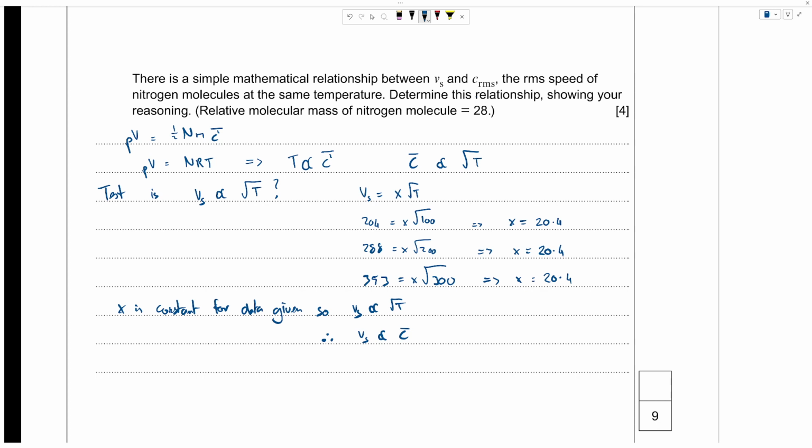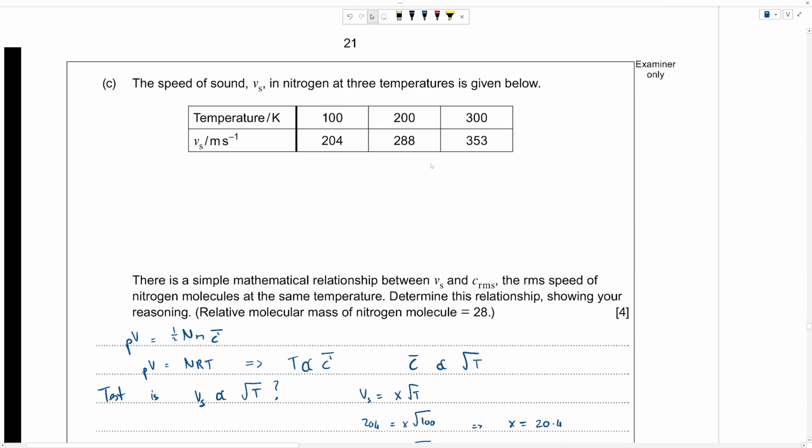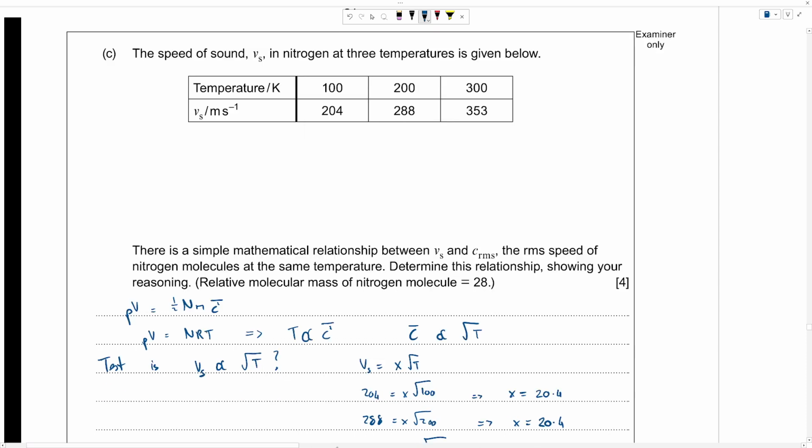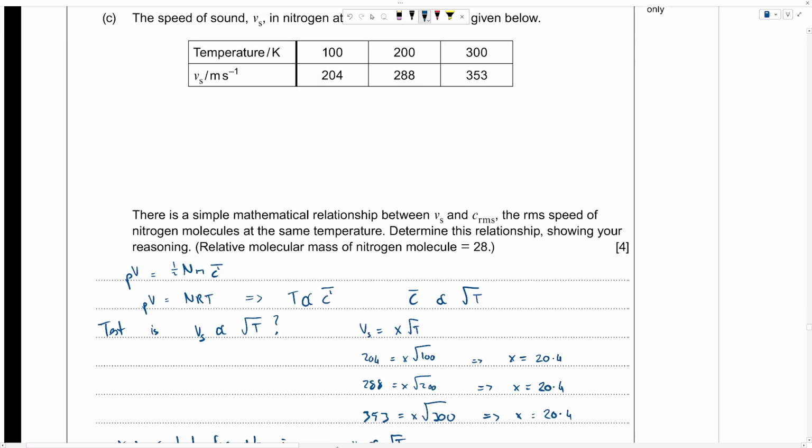Hopefully that, I mean, I maybe didn't explain my rationale there enough, but we could see from the data itself that this Vs is not proportional to temperature. And we're told that this simple mathematical relationship exists. So worth thinking about as a first step, what is the relationship between CRMS and temperature?